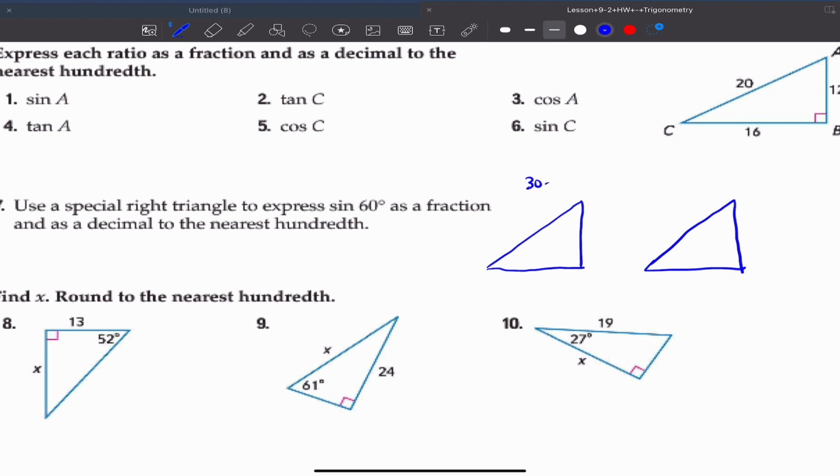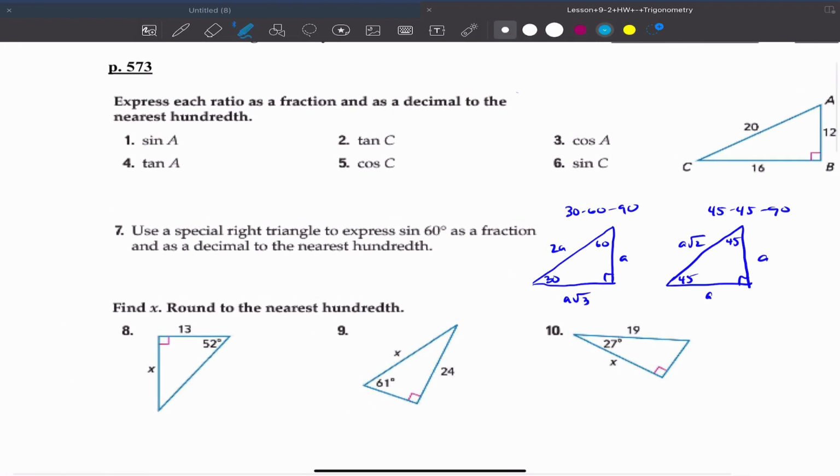So this is 30, 60, 90, and this is 45, 45, 90. Across from 30 degrees, we label this side A. Across from 60 degrees, this is A root 3, and across from 90 degrees, that is 2A. Across from 45 degrees, this is A. Across from the other 45 degrees, that is A. And this is A root 2.